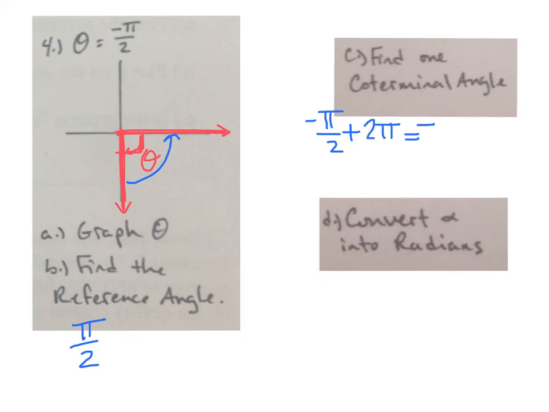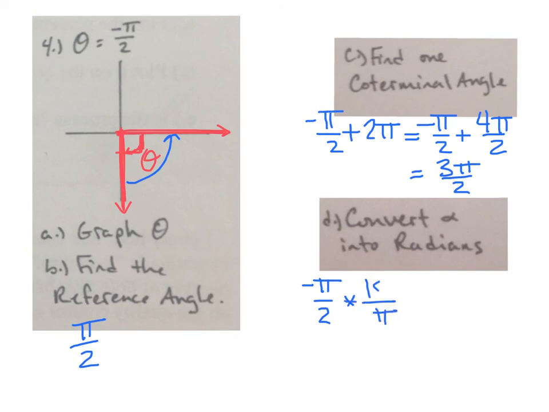We're still just adding fractions, so I'll get common denominators, so that'll be 4 pi over 2. And negative pi over 2 plus 4 pi over 2 is 3 pi over 2. Finally, convert it into degrees. So we take our angle measure, negative pi over 2, and multiply by a fraction that has pi in the bottom and 180 on top. The pi's are going to cancel, and that'll give us negative 180 degrees on top and 2 on the bottom. When we divide, that's negative 90 degrees.